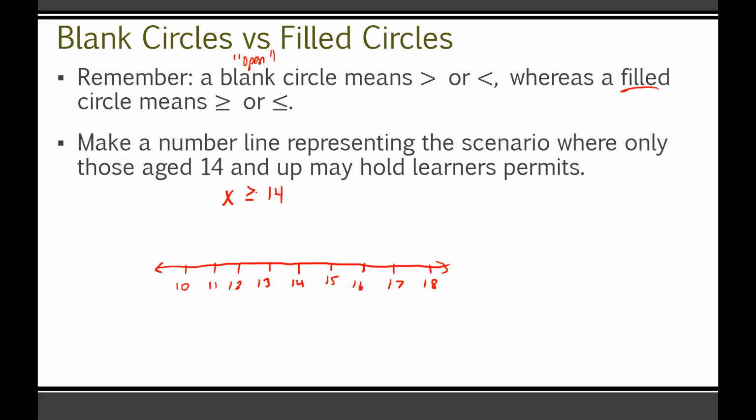And of course, because it's greater than or equal to, we're going to put a circle that's actually filled in right here because we're going to include 14. It is totally possible for someone who is only 14 to hold a learner's permit, right? So that is totally possible. Even if you're 14 and a half, or almost 15, or you're 15 or a little older, you can still have it. So we have to shade everything above that.